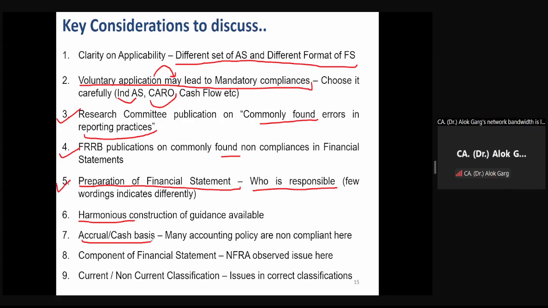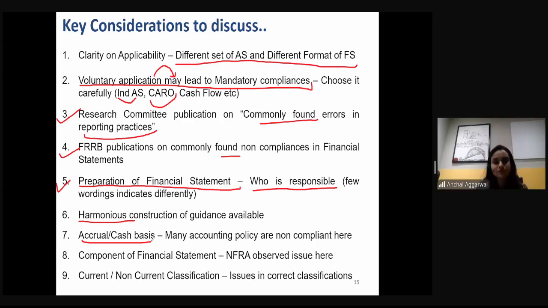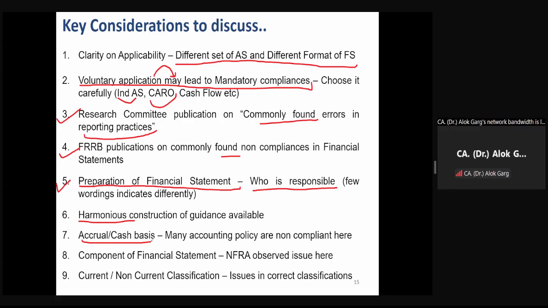You know what is written in the accounting policy. In the accounting policy, it is written that revenue is recognized on the basis of receipt of cash. Revenue is recognized when cash is received. So what does it mean? It is cash basis of accounting, not the accrual basis.